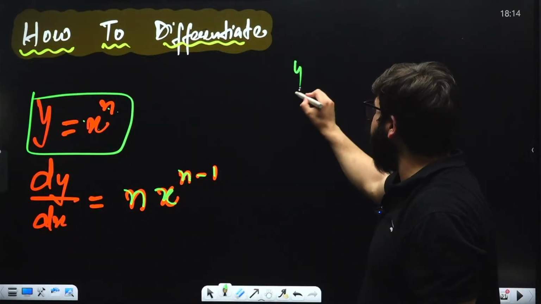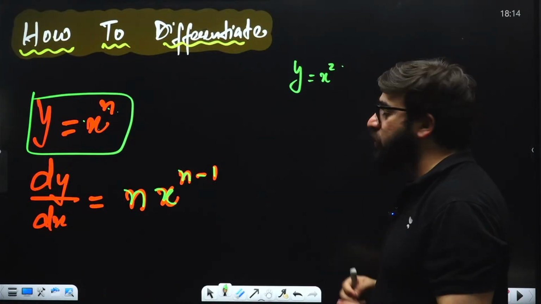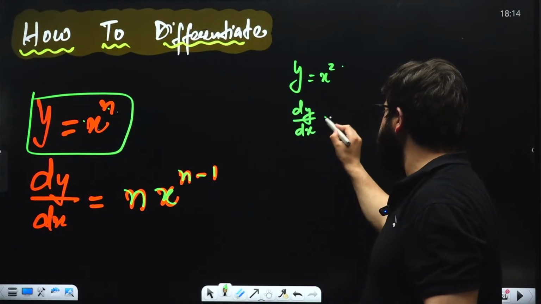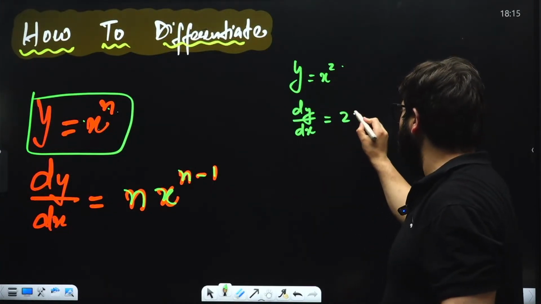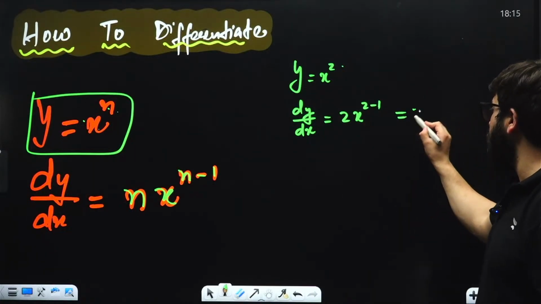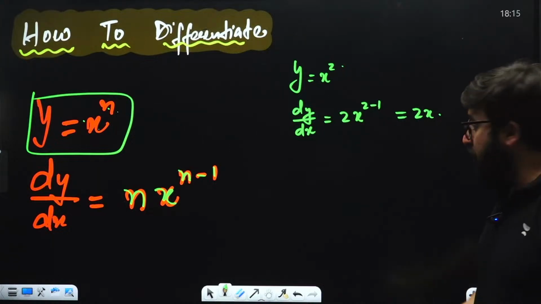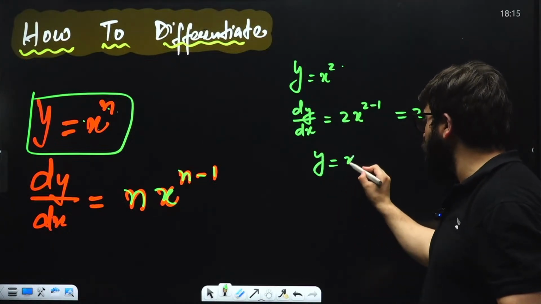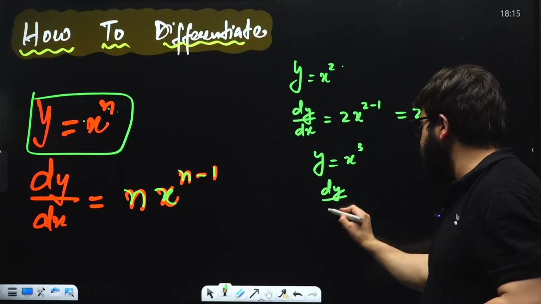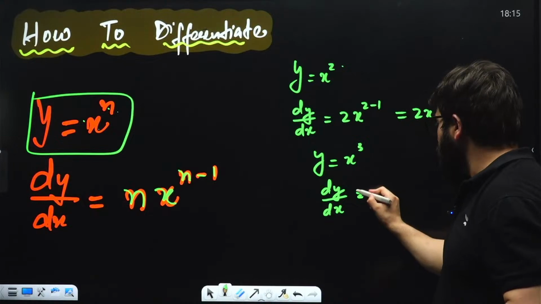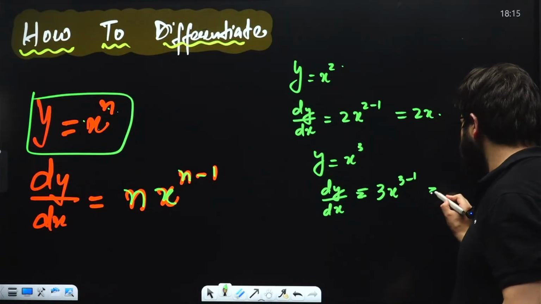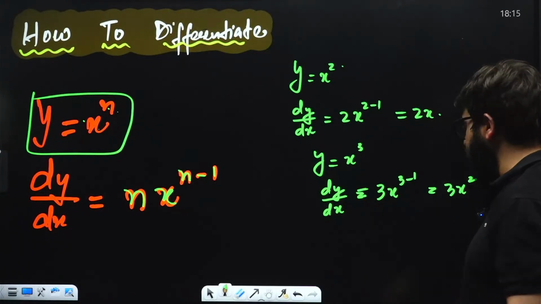Like we say y is equal to x square over here. How do we differentiate this? We say dy divided by dx is simply power down, that is 2 down, x raised power 2 minus 1, power minus 1. And this will come out to be 2x. Let's suppose you have got y is equal to x cube. And how do we differentiate it? That is dy divided by dx is equal. We say power down, that is 3x raised power 3 minus 1. So that is 3x square.